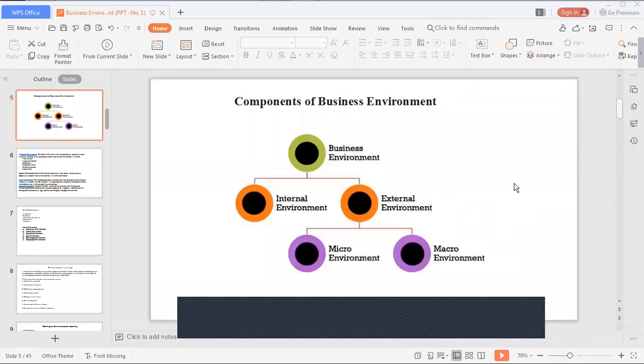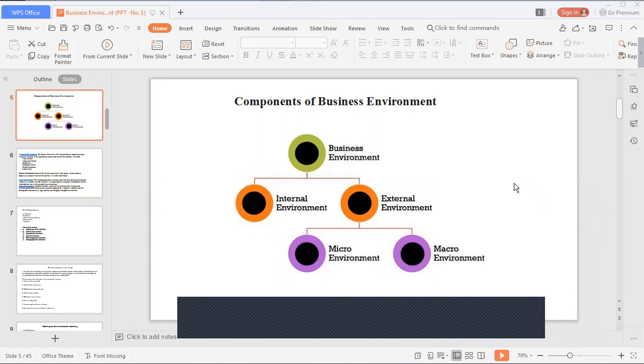Today we'll discuss the components of business environment. Business environment can be broadly categorized into two categories: internal environment and external environment. A business has absolute control in the internal environment, whereas it has no control on the external environment.